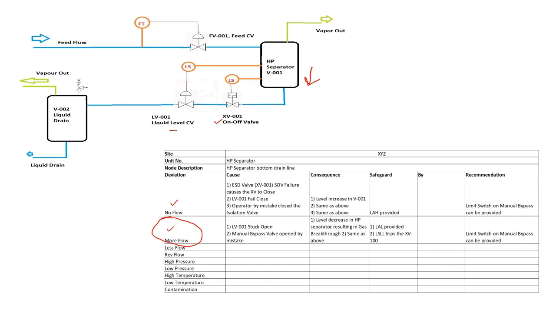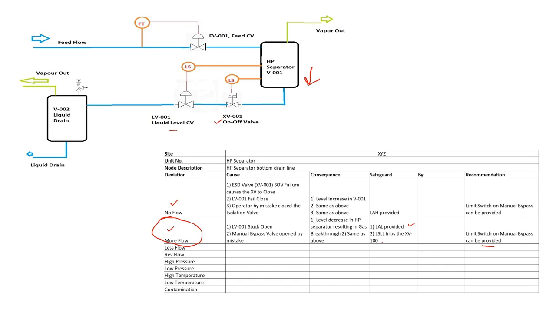To avoid this, what protection or safeguard is provided? Number one, there is an alarm provided on the level switch, and also the level switch trips the XV. So this is another protection or interlock that has been provided. Another recommendation is that we can provide a limit switch on the manual bypass valve to check whether this bypass valve is open or not. So this is the HAZOP report.